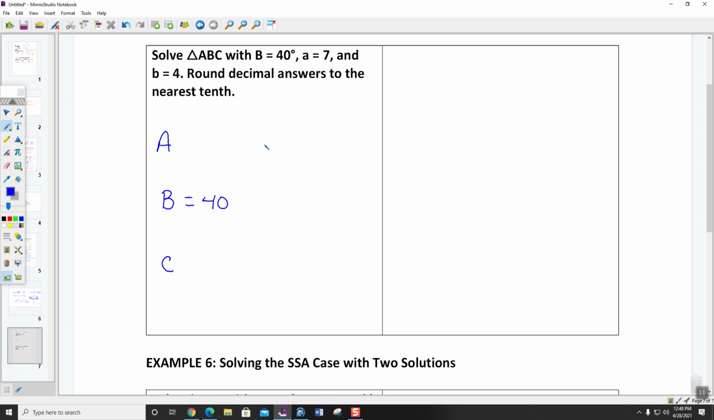What's side A equal, kids? 7. And then side B is 4. All right, kids, so in this situation right here, I don't know if there's going to be 1 solution, no solution, or 2 solutions, but again, we're going to start the same way. Is there a pair that we know right off the bat? Yes. 40 and 4, right?